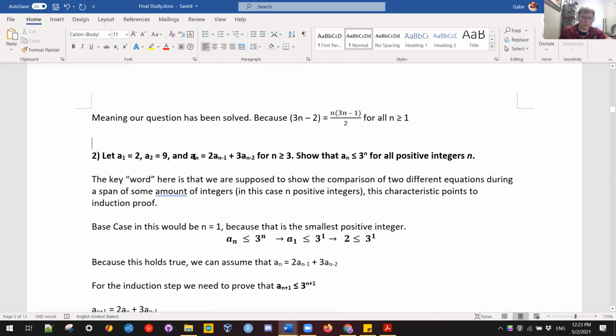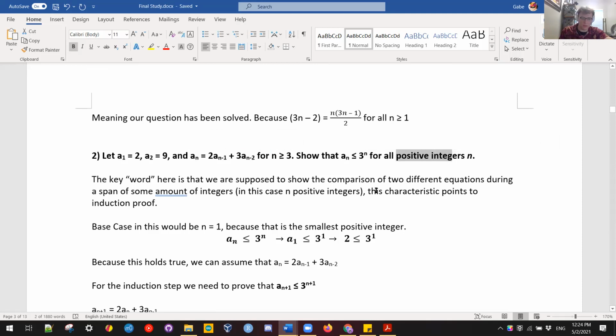a1 equals 2, a2 equals 9. This thing, which is kind of gross. For n greater than or equal to 1, show that an is less than or equal to 3^n. Okay, so once again, the key word here is that we're trying to compare equations. So we're comparing an to 3^n. Whenever we're comparing equations for a range, and this got me for a little bit because I wanted to do a characteristic equation, which is something we'll see later. But that's not what they're asking. What they're asking is the comparison of two different equations over a certain range. Whenever you see or hear that, you want to think induction.